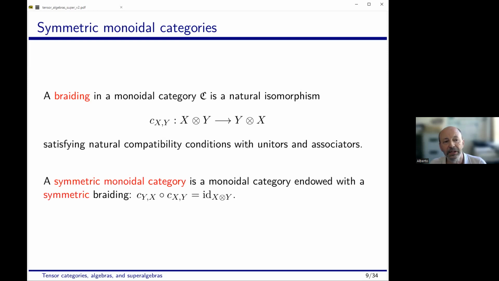And the braiding is said to be symmetric if we have this property here. So the inverse of the braiding of x and y is the braiding of y and x. So in this situation, we get a representation of the symmetric group and these kinds of things. So these are the symmetric monoidal categories.